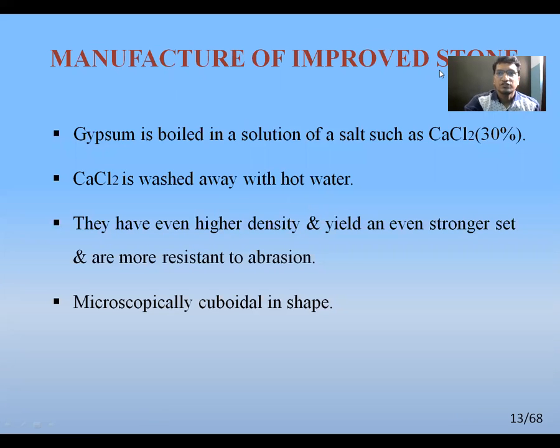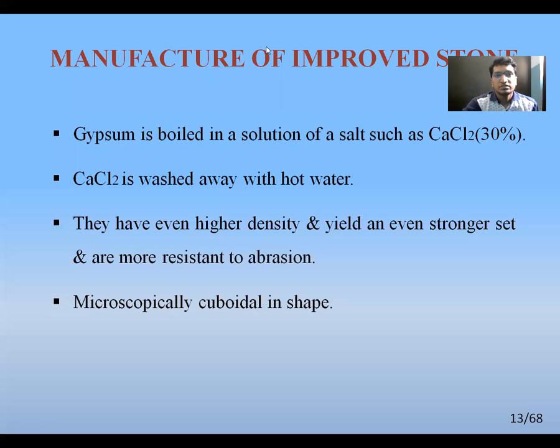Now, manufacture of improved stone. Improved stone means type 4, that is die stone: high strength, low expansion. And type 5 is high strength, high expansion. This is known as improved stone, also known as die stone.